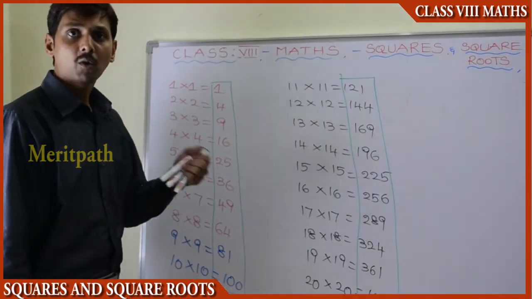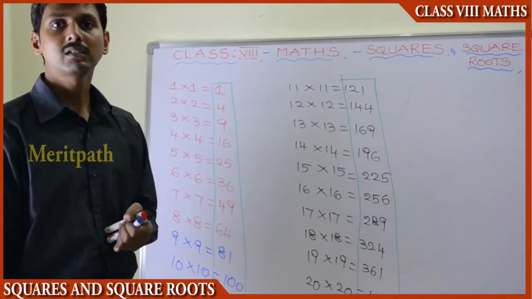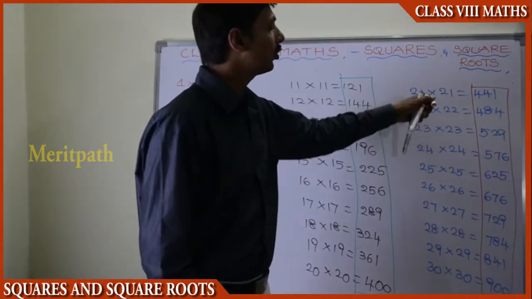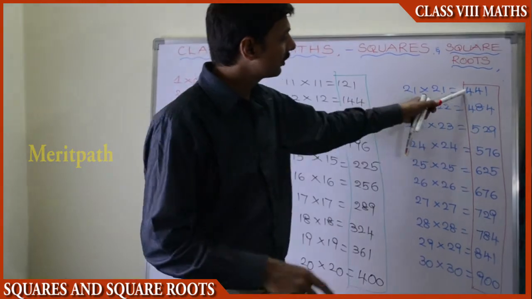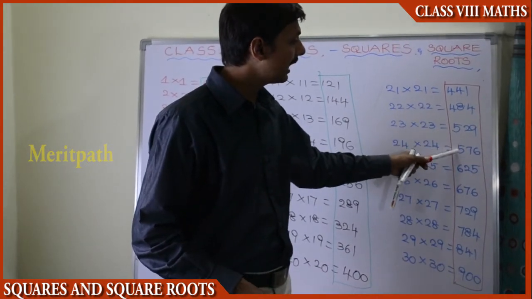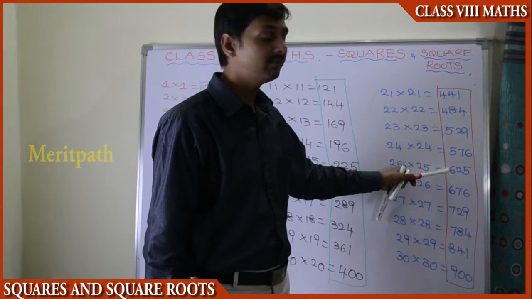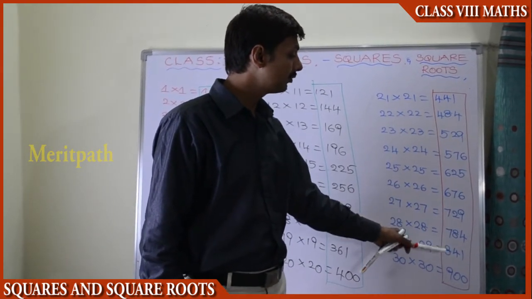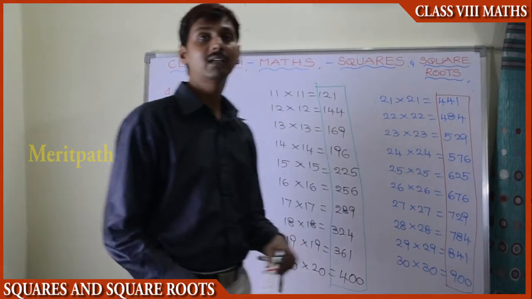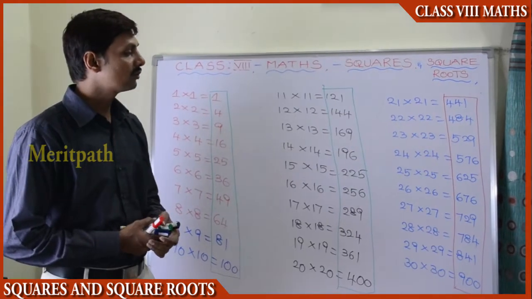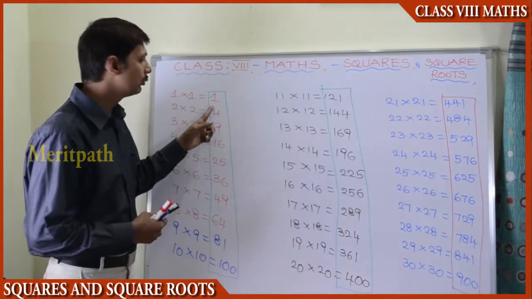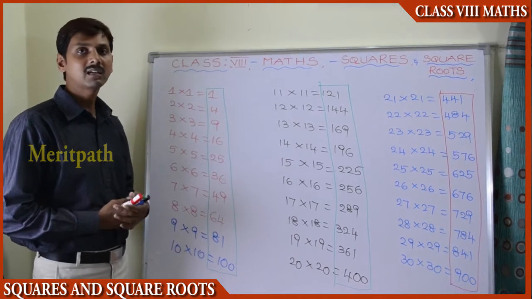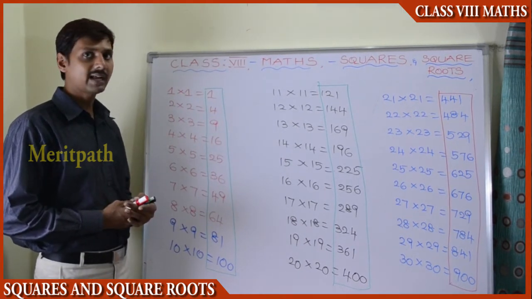Let's find out the properties of the square numbers. The squares from 21 to 30 are 441, 484, 529, 576, 625, 676, 729, 784, 841, and 900. From 1 to 30, we have found the square numbers, and these are the basic things we need to learn in 8th standard.